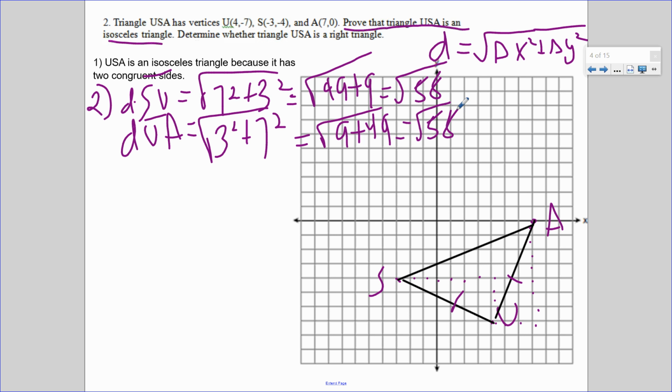Now, in this step, because it wants me to determine if USA is a right triangle, for a right triangle I need all 3 sides. So let's just find the distance of SA at this point. We'll talk more about that in a little bit.